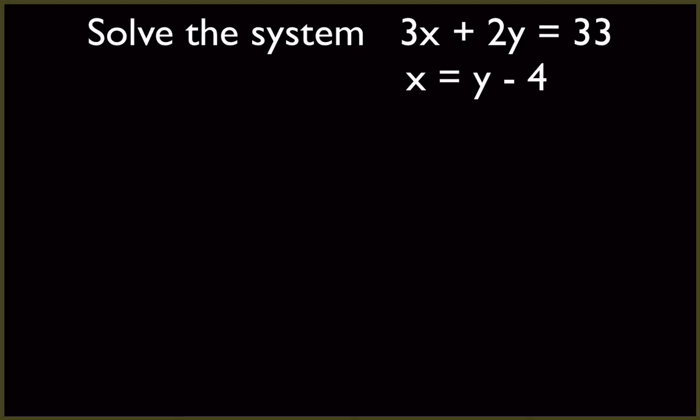Okay, again, here we go. I got my x by itself. As soon as I notice that, I'm going to take that y minus 4 and substitute it into the other equation. You're always plugging into the other equation. So step 1 is take that other equation, that 3x plus 2y equals 33, and write it with empty parentheses where the letter x is.